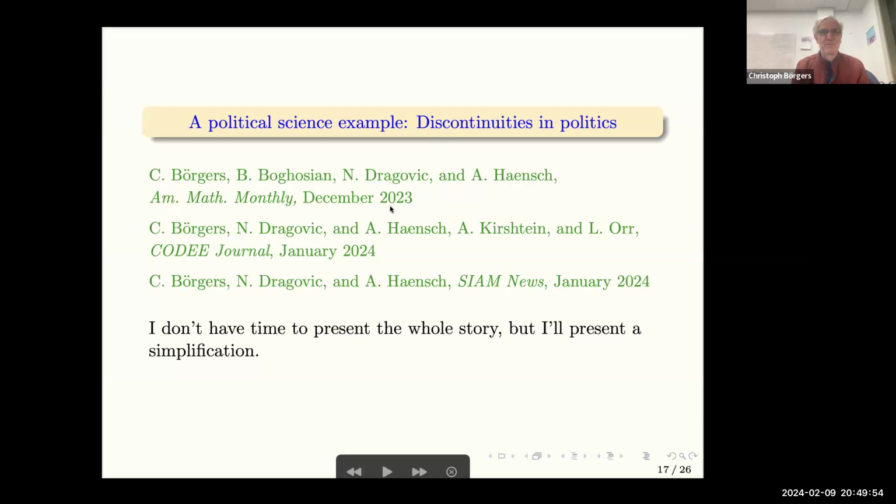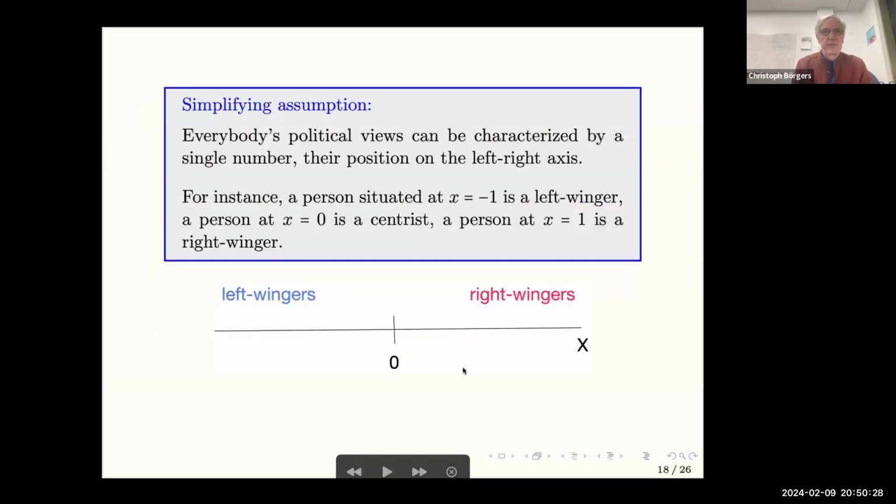So this is based on a paper that I wrote with several other people for the American Mathematical Monthly, which appeared in December last year. And we also made a Cody journal version of it that appeared last month. And we also have a SIAM News article. SIAM likes publishing things like that in their SIAM News, I guess. So I don't have time to present the whole story, so I will present a drastic simplification of the American Mathematical Monthly article. We think about the following problem.